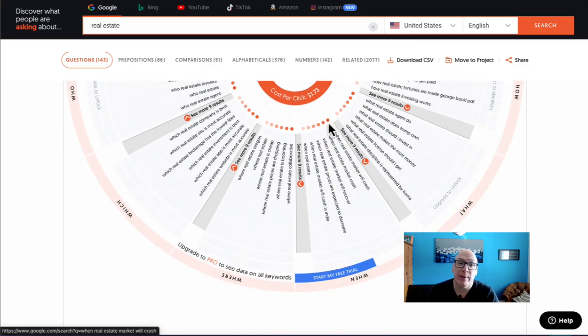And the reason why we go by the colors is because we know when they block the data right here, in a free version, you'll always know that it's the orange one that is the most popular. And sometimes it's thousands upon thousands of people looking at it. So when will the real estate market crash is what people are looking for.